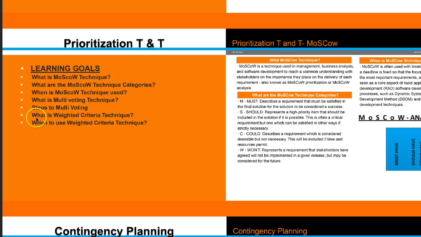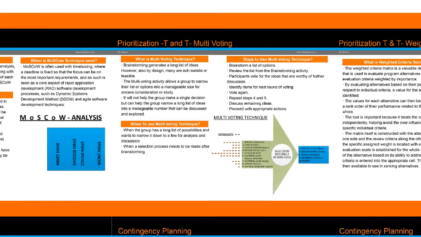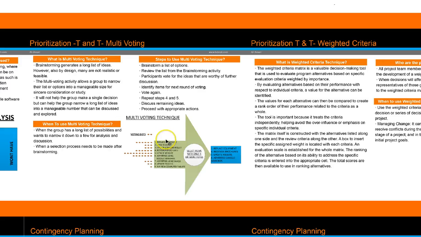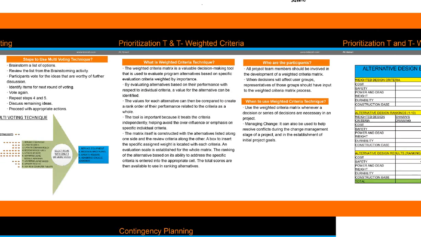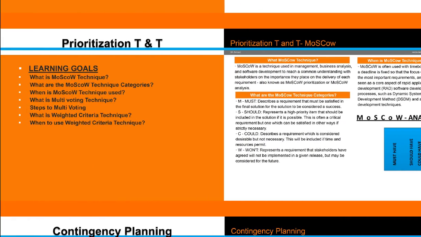Then what are the MoSCoW technique categories? What is the multi-voting technique? What is weighted criteria? When to use weighted criteria? So that's MoSCoW. We saw multi-voting, where we vote for all these requirements and then pick the requirements which have the most votes. Then we have the alternative design evaluation process, where I take an example and assign weights to the different alternatives that we have, and we pick the best alternative. So that's the prioritization tool and technique that is used in the planning domain to prioritize these requirements.